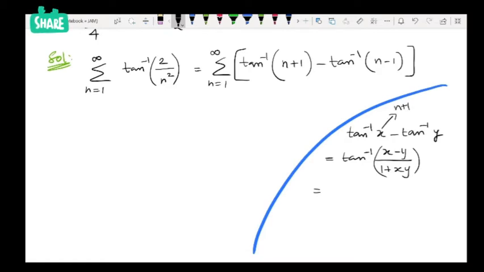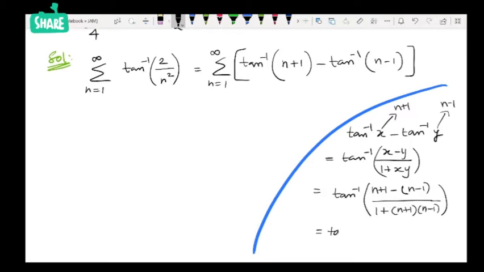So this will be tan inverse of (n plus 1 minus n minus 1) divided by (1 plus (n plus 1) times (n minus 1)). When you simplify this, you will get tan inverse of 2 divided by (1 plus n square minus 1), so just 2 by n square. So that's why I have replaced this with this expression.